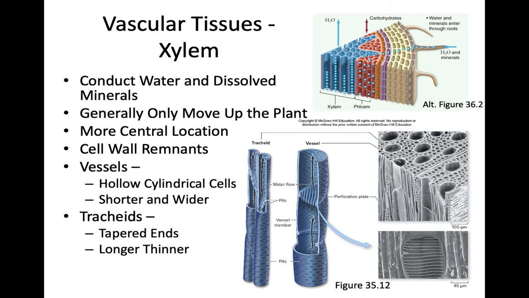So these vessels that I just mentioned, these are the larger cell remnants which will be linked together end to end. And you can see their structure here. And then there's these tracheids. These are thinner cells and longer, and you'll notice the cells are not cylindrical, but will have tapered ends.